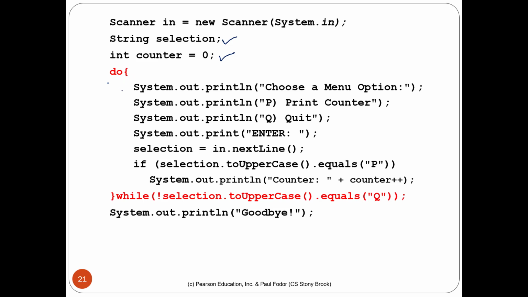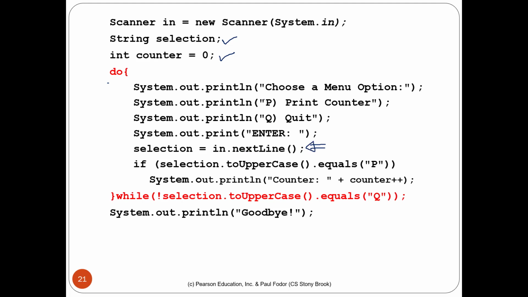Now what is a menu? Let's try to understand that. The first statement says System.out.println choose a menu option. So what are the options available? The second statement says you will have p to print the counter. Counter means this thing. And System.out.println q to quit the program. Then you have System.out.print enter. Enter means it will prompt the user to enter a value. And selection is a string variable, and in the selection you're asking the user to put some input.